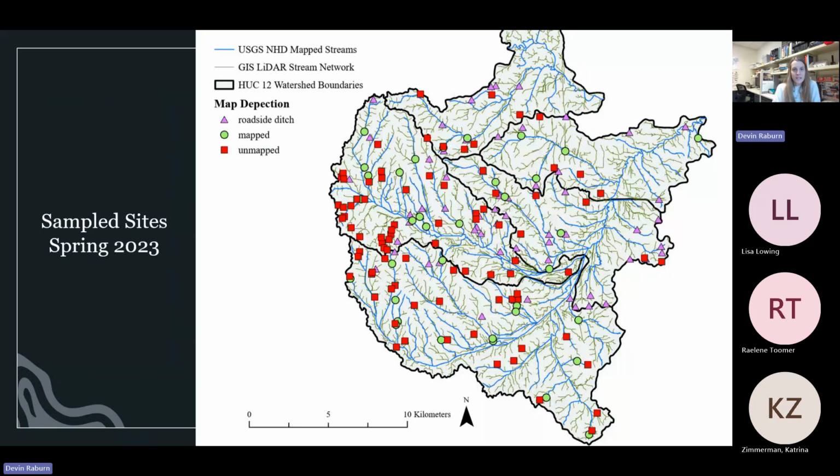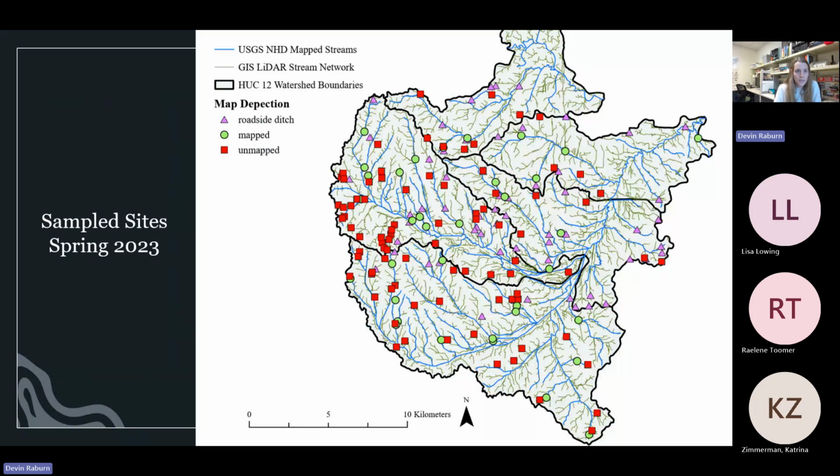Here's a map depicting the sites that we sampled. So the blue lines are the NHD mapped streams. The green lines are the high resolution stream network that we developed. And then within our sites themselves, our roadside ditches are the purple triangles, our mapped streams are the green circles, and then the unmapped streams are the red squares. So we can see pretty widespread coverage over our range overall.